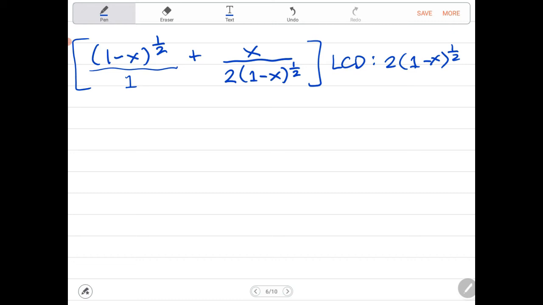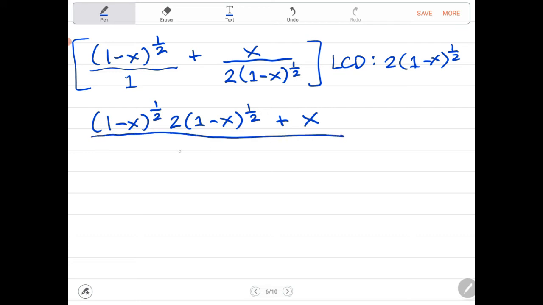Okay? So what are we going to do with the LCD? Divided by each denominator, then multiply by each numerator. We have LCD divided by 1 is the LCD itself, then multiply by the numerator, 1 minus x raised to 1 half times 2, multiply by 1 minus x raised to 1 half plus LCD divided by the denominator, which is 1, cancel, times x, so that is x all over the LCD. Our LCD here is 2 times 1 minus x raised to 1 half. Okay? So, yan.